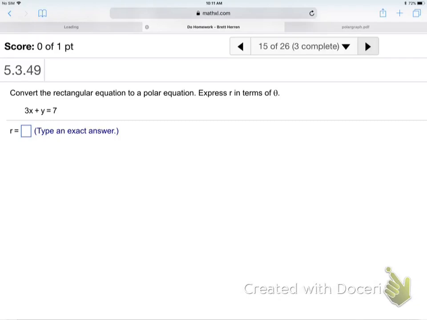Okay, so now they're going to give me an actual equation. All right, so here we are. We have 3x plus y is 7. They want me to take an actual entire equation and convert it from xy, a rectangular equation, and convert it to r theta. That's kind of weird, isn't it?